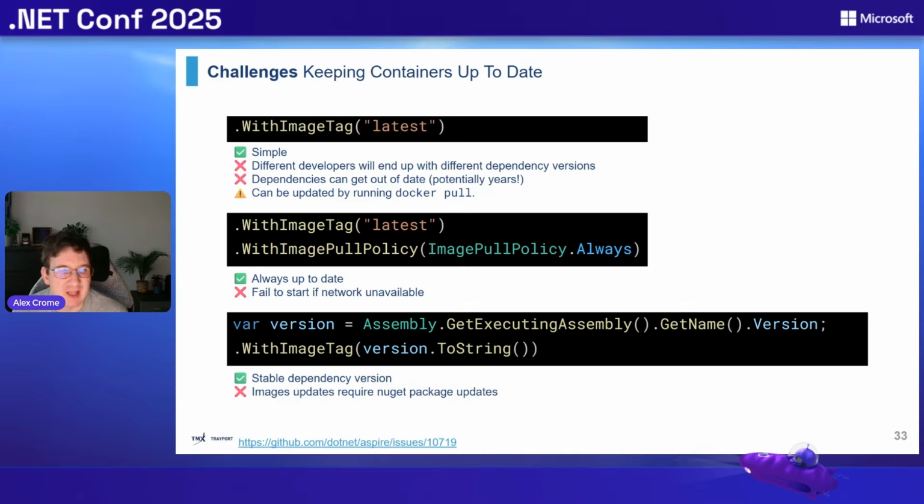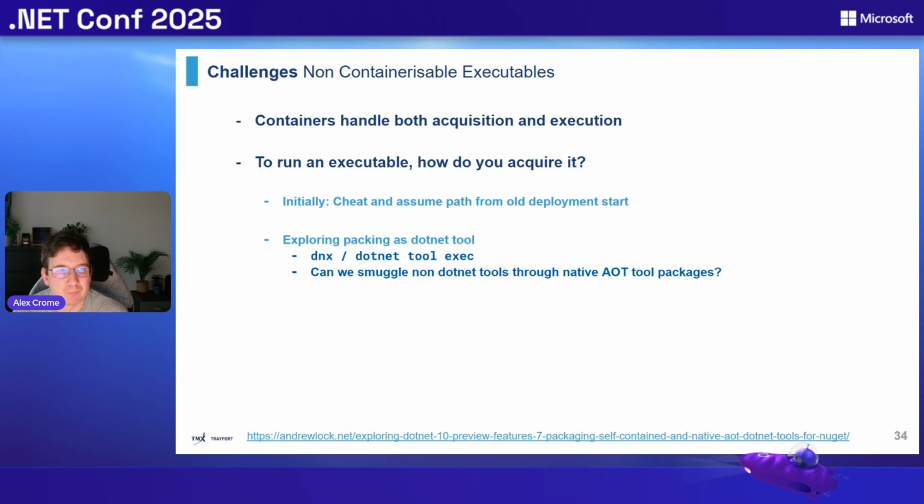None of these are perfect. They've all got their pros and cons. We also have a whole bunch of non-containerizable executables. The beauty of containers in Aspire is containers handle not just running the container, but also acquiring the container, whereas with executables, we have to handle that acquisition.